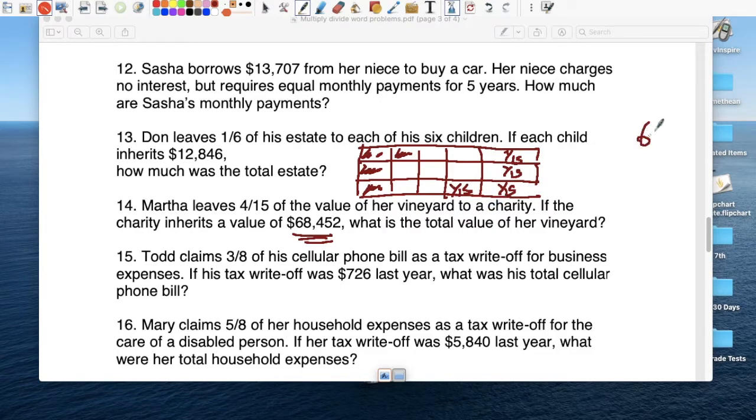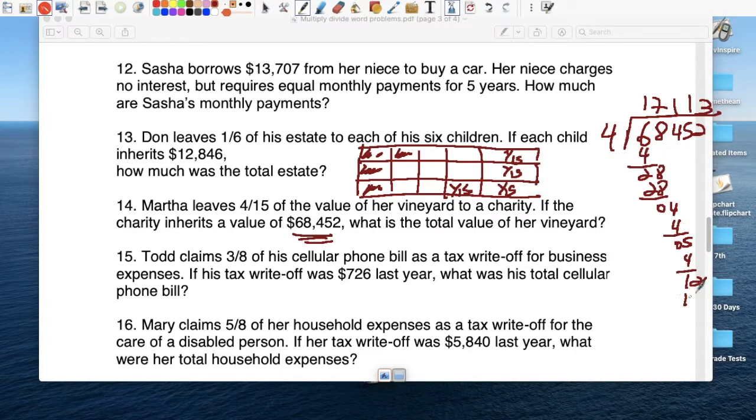So $68,452 represents 4 of these pieces. So let's divide it by 4. We get 1, 4 into 28 is 7, 28, 0, 4. There's a nice even number value. So each of these 1/15 parts, every 1/15, is equal to $17,113.